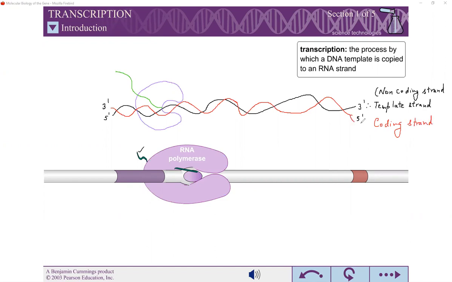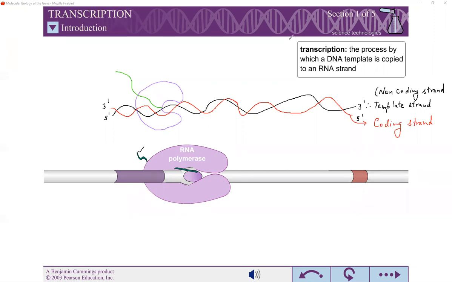So kindly do remember the term template strand rather than coding strand. This is a misnomer and it could cause your questions to get wrong. So this is referred to as the template strand. The other one is referred to as the coding strand. Any doubt, any problem, you just ask me. Now moving forward, this is how the process of transcription will begin. Is this clear in your mind?